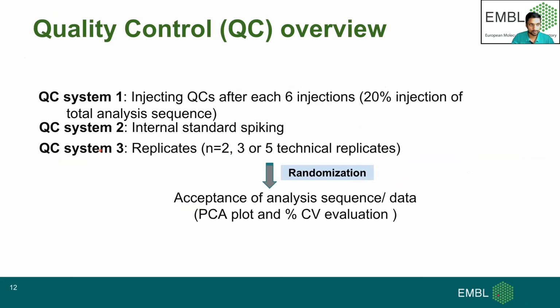Okay, so I will just explain the quality control system. There are 3 quality control systems we follow to make sure that our data quality is good. As I said, after each 5 to 6 injections, we inject one QC, which is almost 20% of the total analysis. We spike internal standard to track the instrumental as well as sample preparation variation. And we always run samples in triplicate, sometimes up to 5 technical replicates. We randomize them, and we check the CV and we check on the PCA plot.